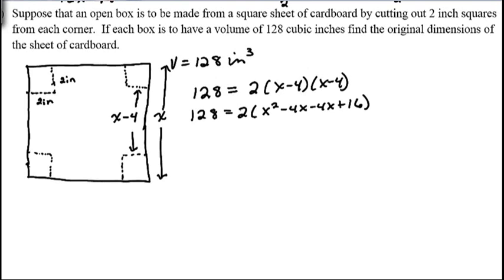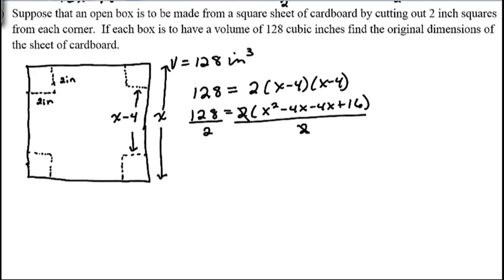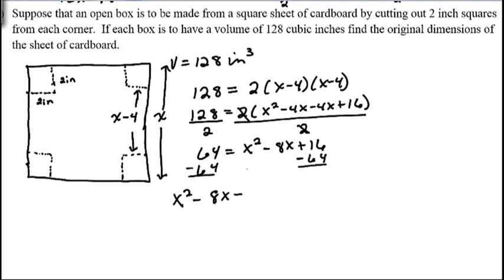And also, before I get too carried away and forget about it, I have 2 times this big quantity here. So we can divide both sides of this equation by 2. These 2's will cancel, and 128 divided by 2 is 64. And over here then we have x squared minus 8x plus 16. And this is quadratic, so we need 0 on one side, so we're going to subtract 64 from both sides of the equation. That gives me x squared minus 8x minus, and 16 minus 64 gives us negative 48. And that equals 0.